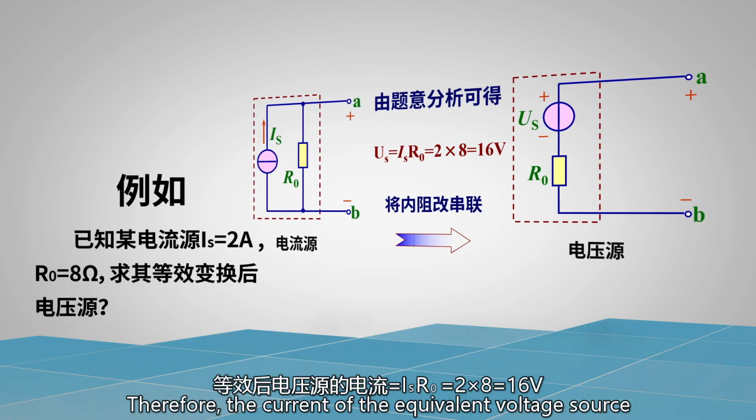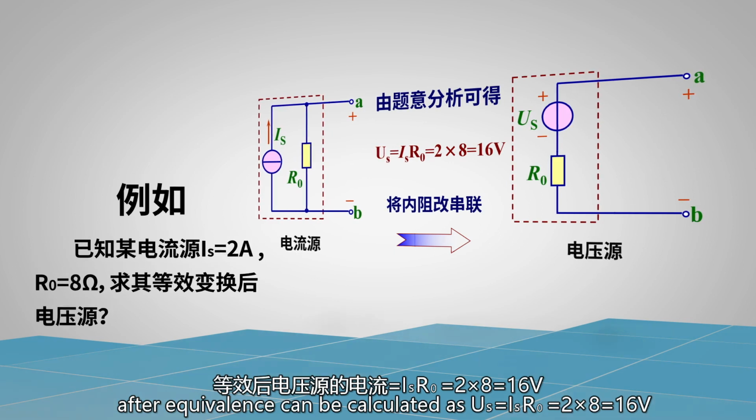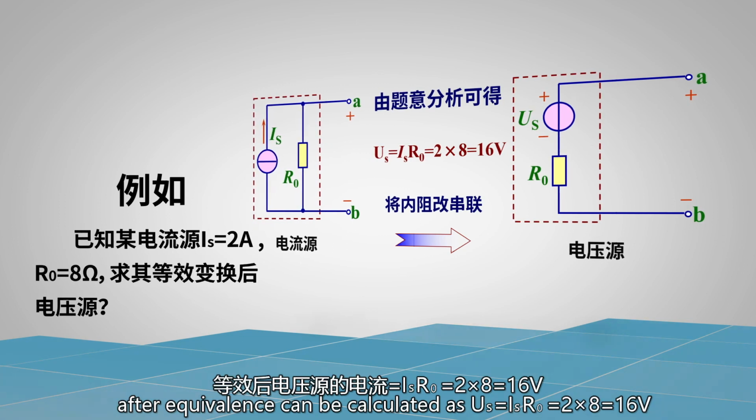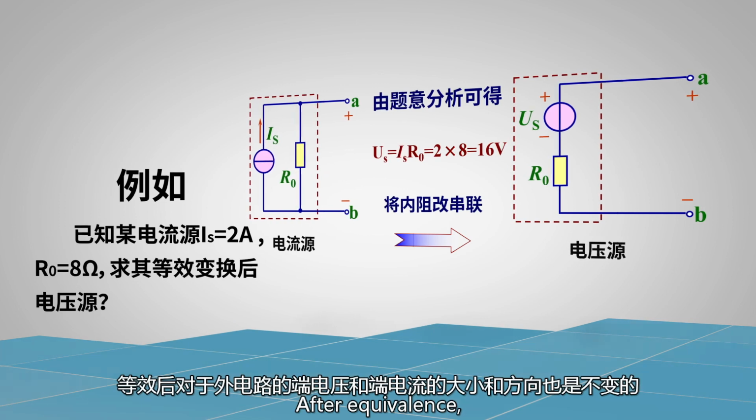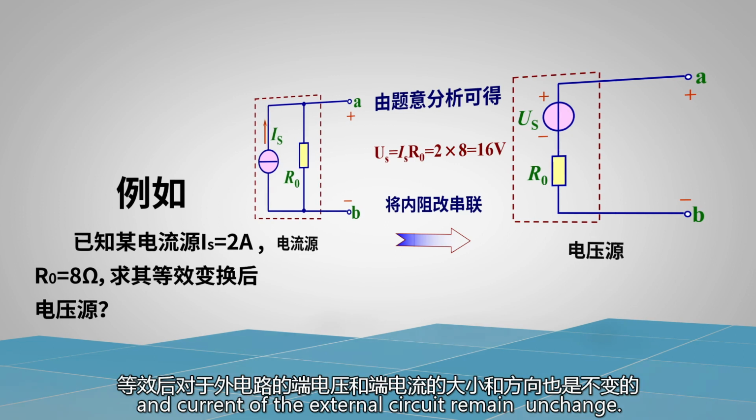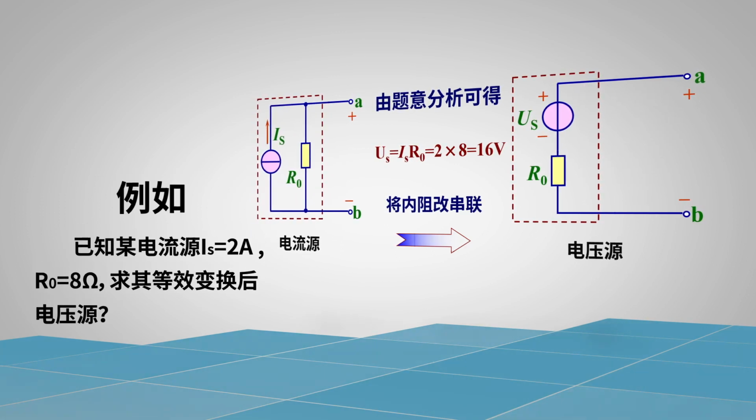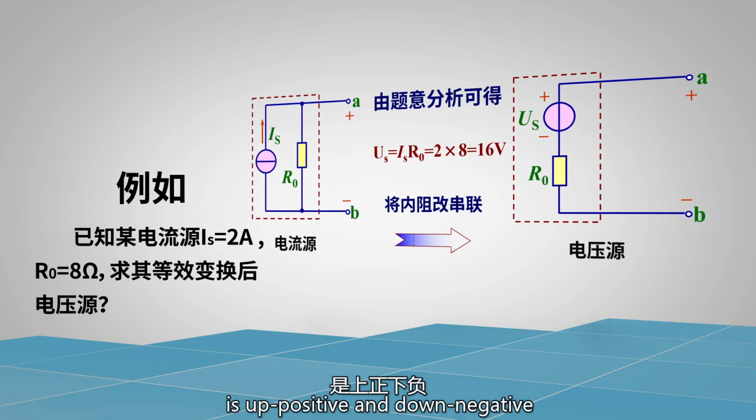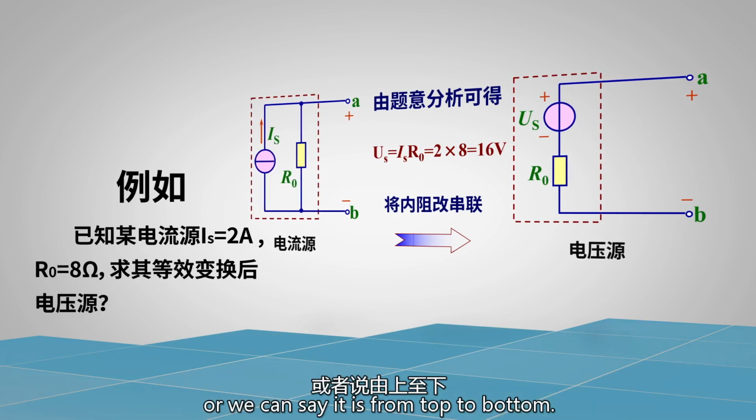Therefore, the voltage of the equivalent voltage source after equivalence can be calculated as U sub s equals I sub s R0 equals 2 times 8 equals 16V. After equivalence, the magnitude and direction of the terminal voltage and current of the external circuit remain unchanged. So, the voltage direction of U sub s is up positive and down negative, or we can say it is from top to bottom.